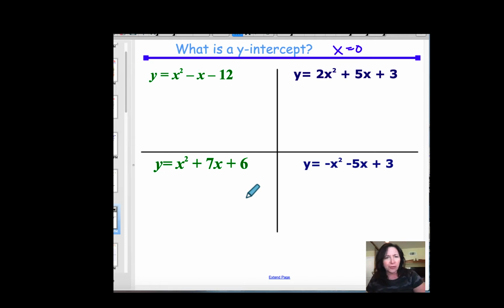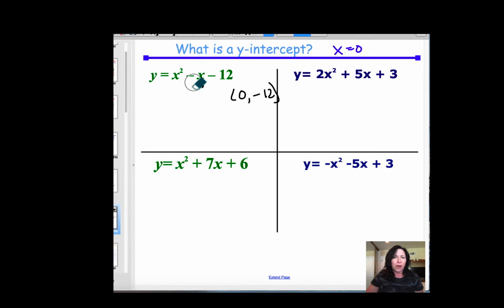We're going to start off first by discussing how to find the y-intercept, and basically you set x equal to 0. The y-intercept is where your parabola is going to be crossing the y-axis. So if you set x equal to 0, then this would be gone, that would be gone, and you'd have y is equal to negative 12.